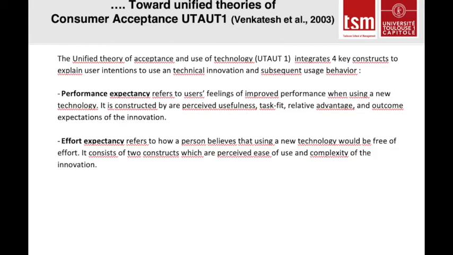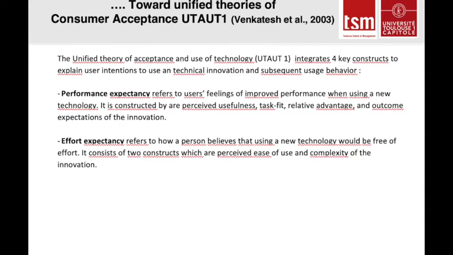For example, the unified theory of acceptance and use of technology, also called the UTAUT1 and subsequently the UTAUT2, formulated by Venkatesh and colleagues in 2003, examines 4 key constructs to explain user intentions to use a technical innovation and subsequent usage behaviors, namely performance expectancy, effort expectancy, social influence, and facilitating conditions. Performance expectancy refers to the user's feelings of improved performance when using a new technology.